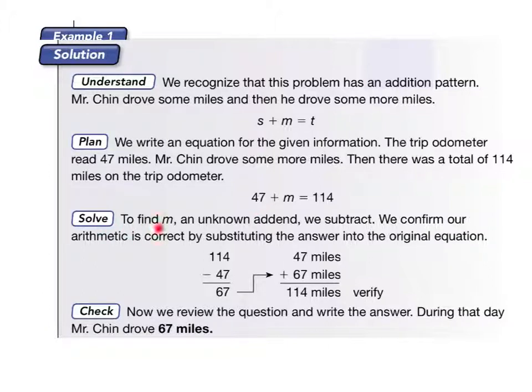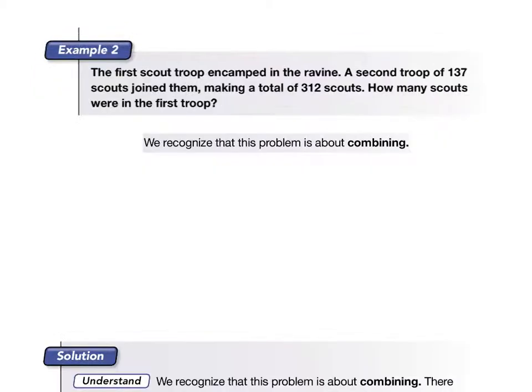Now to solve it, we need to find M, which means we're going to subtract 114 minus 47, and we do that and we get 67. So 67 was the more miles that he drove, and then we check it by adding these two together to get 114. So I want you to show the 4-step problem solving process for the problem. All right, let's do another combining plot.